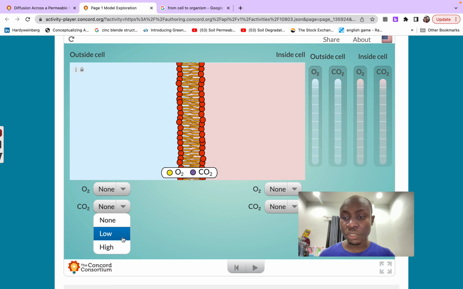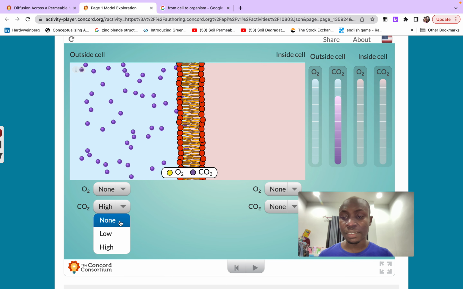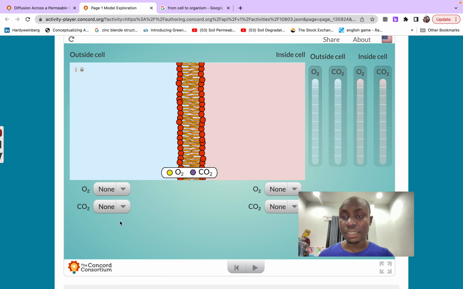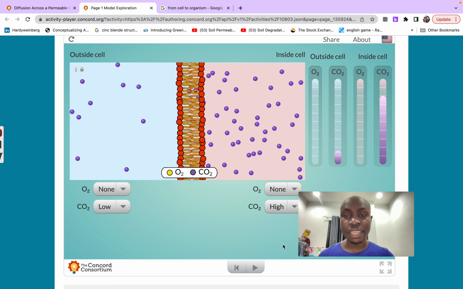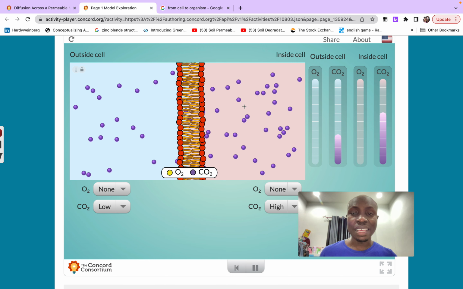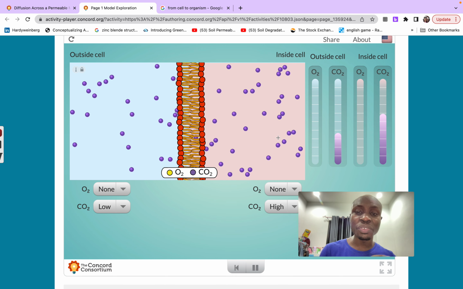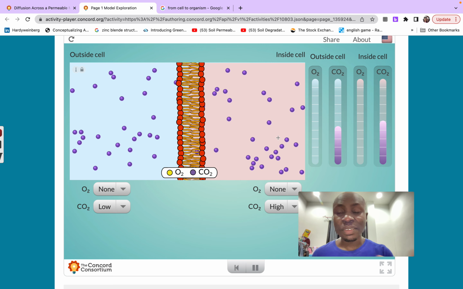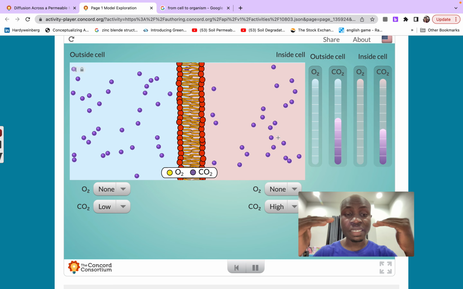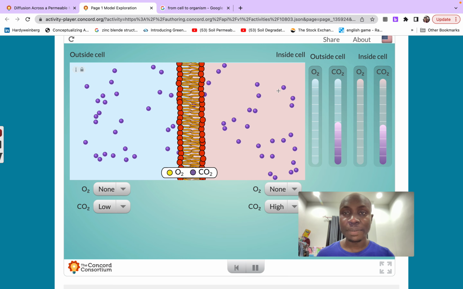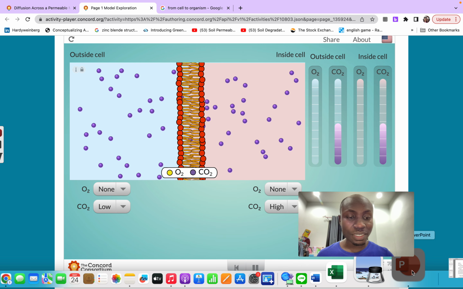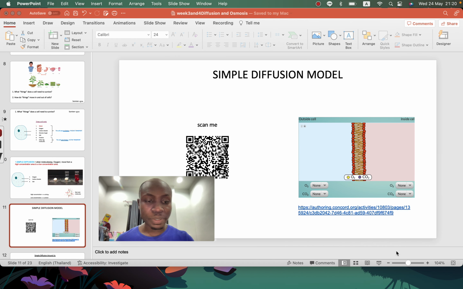Let's look at it one more time. Okay, let me change. I'll use carbon dioxide now. Let's go low concentration, and then let's choose high concentration. So we have a lot of carbon dioxide inside the cell and a few carbon dioxide molecules outside the cell. Let's see what happens. Okay, we see that the carbon dioxide molecules move from inside to outside, and after some time they will be the same concentration. Okay, let's go on to the PowerPoint.